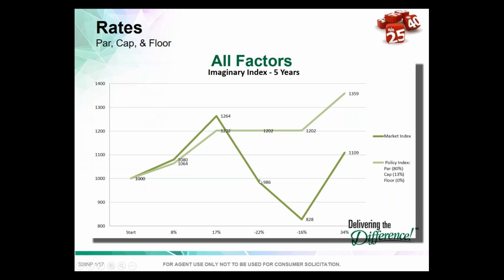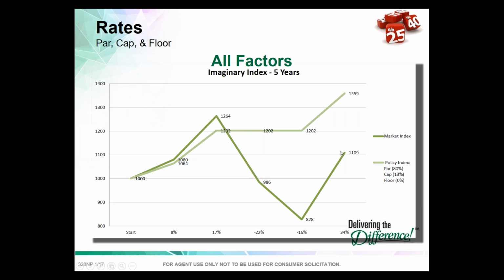The next year, the index goes down 22%. Again, we've got a floor of 0. So our floor rate says, hey, I don't care if the index went down 22, we're going to credit 0. That's what makes Index UL so compelling, is that you got that protection that you're not going to get a negative interest credit. The next year, index goes down again. Again, we stay where we are.